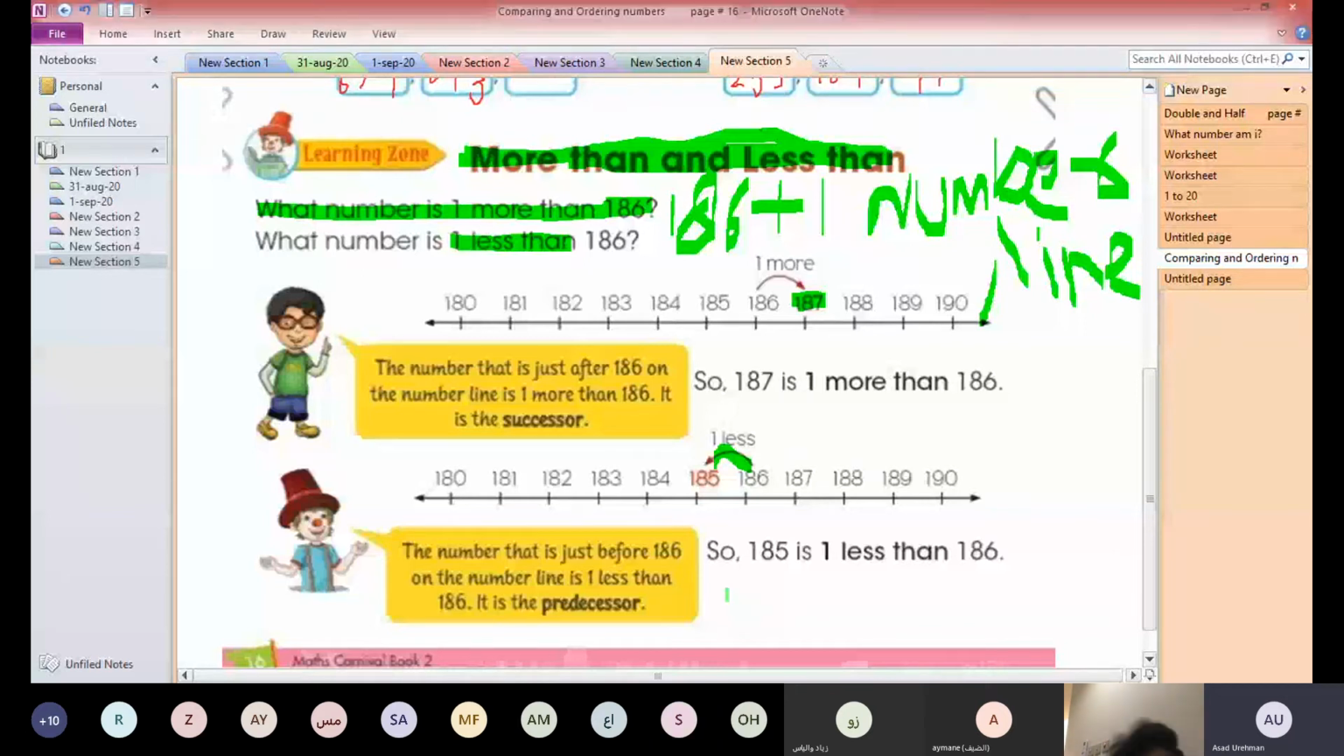So, for more than, you will check what number comes after 186, and for less than, you will check what numbers come before 186. They're talking about less than, so you will see what number comes before 186.